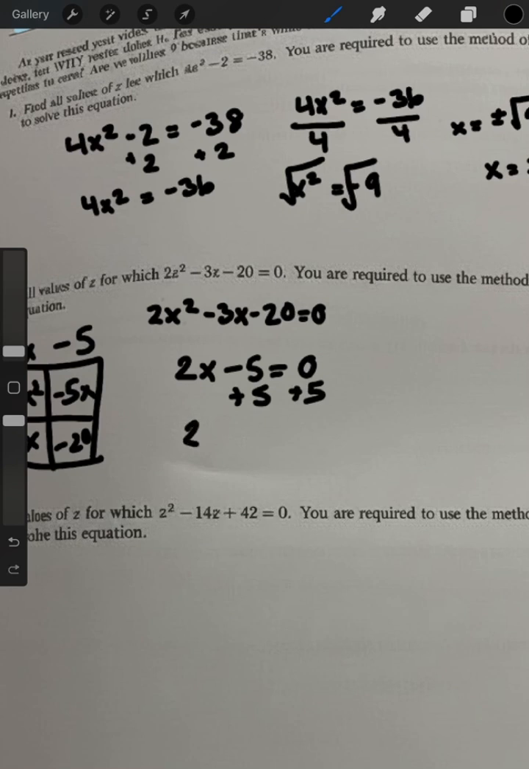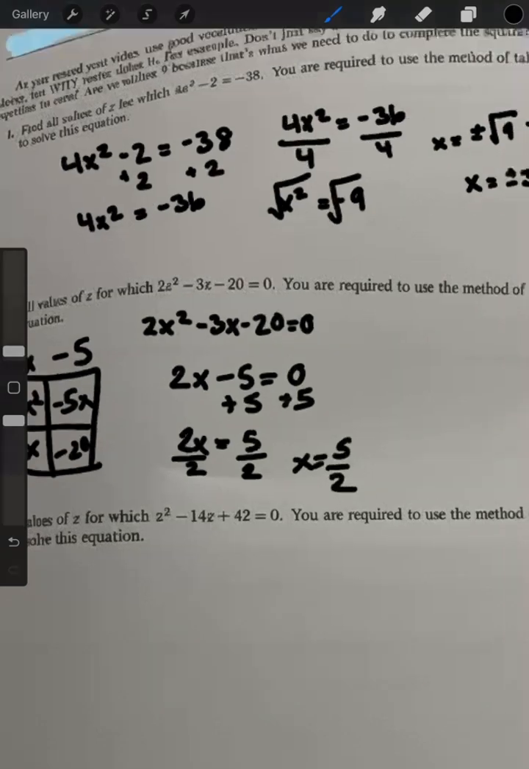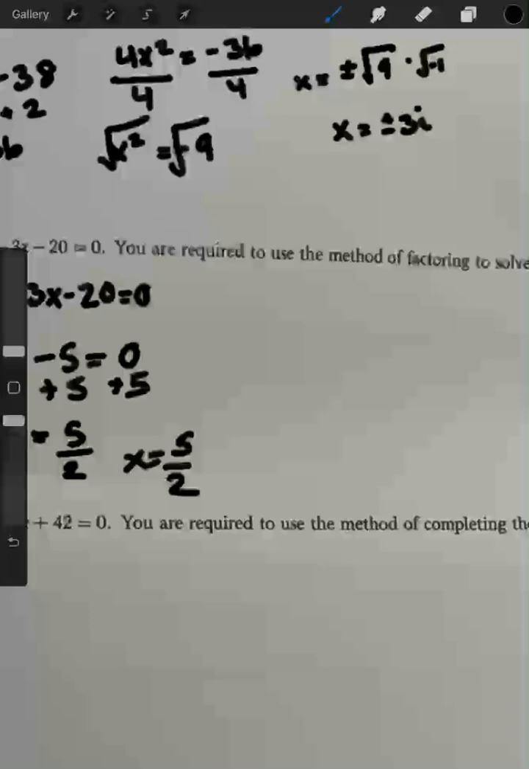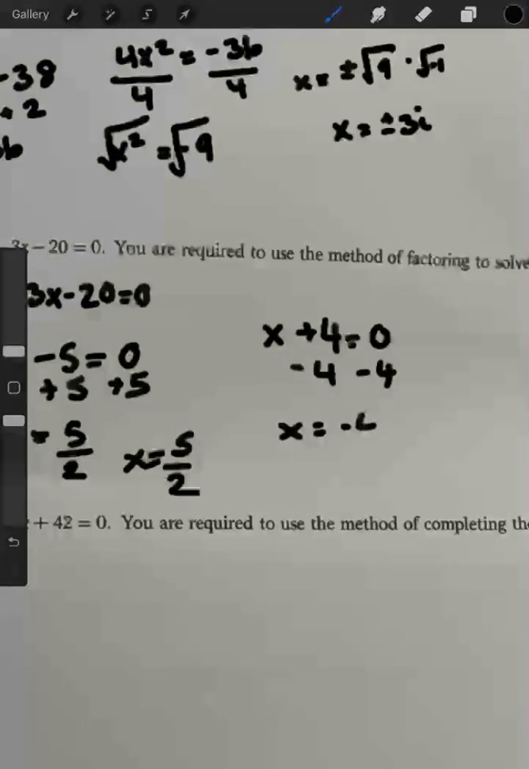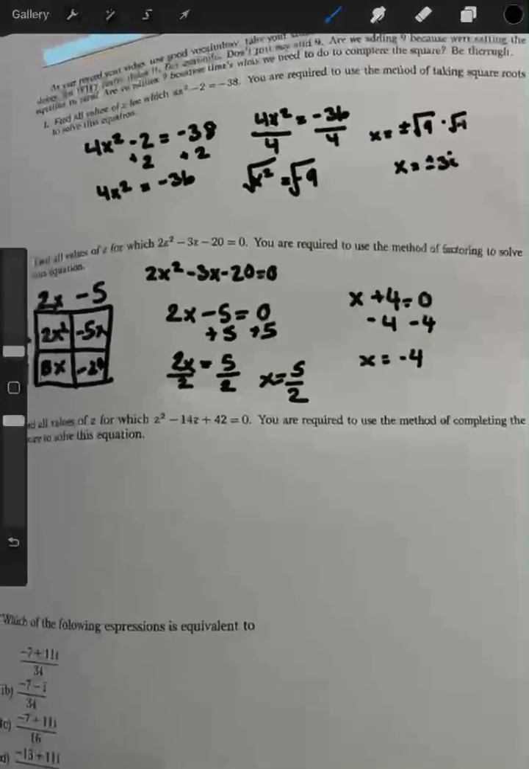So I'm going to add 5 to both sides to get 2x by itself, but now I still have 2x, so I will be dividing both sides of the equation by 2, which gives 5 over 2. And then we're doing the other equation, which is x plus 4. We're going to make it equal to 0 and solve for x. So minus 4 from both sides, which gives me x equals negative 4.